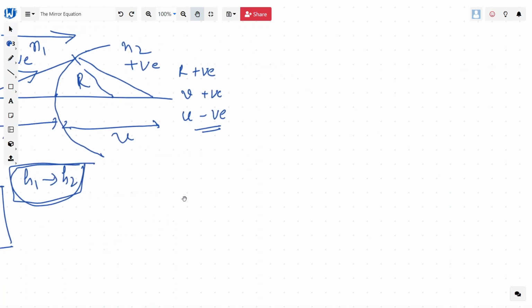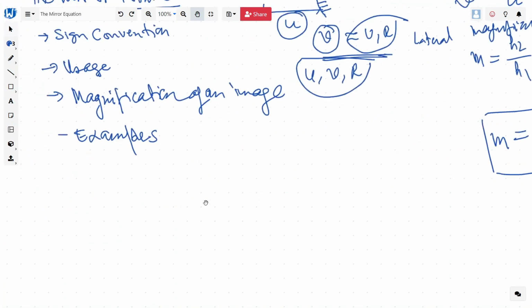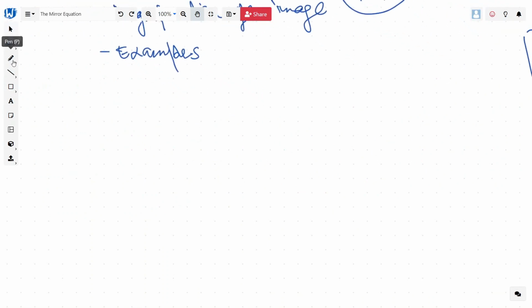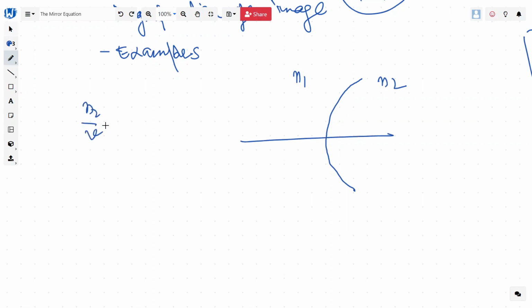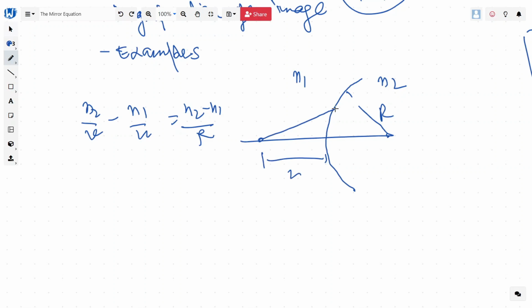and now let's try to use the same formula for deriving what is going to happen in the case of reflection. Here we're going to do a very simple thing. We assume this is the curved surface, this is n1, this is n2, and our formula is n2 by v minus n1 by u is equal to n2 minus n1 by r, so the r remains the same. Now the ray of light is coming from distance u, and this is going to be our normal. Instead of refraction, it is getting reflected back.